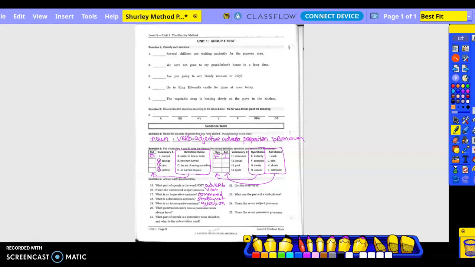What punctuation mark does a possessive noun always have? What part of speech is a possessive noun classified? It's a possessive noun adjective. And what is the abbreviation used? ENA.